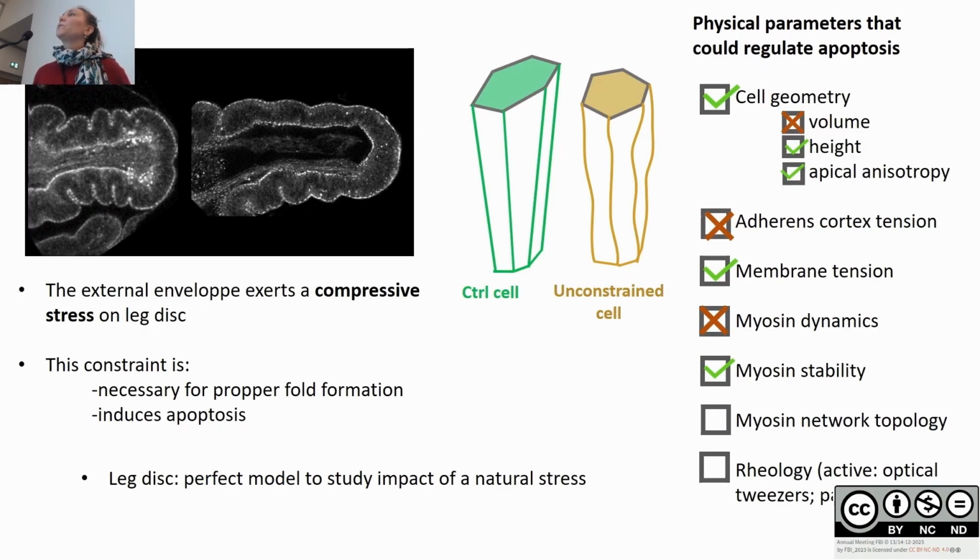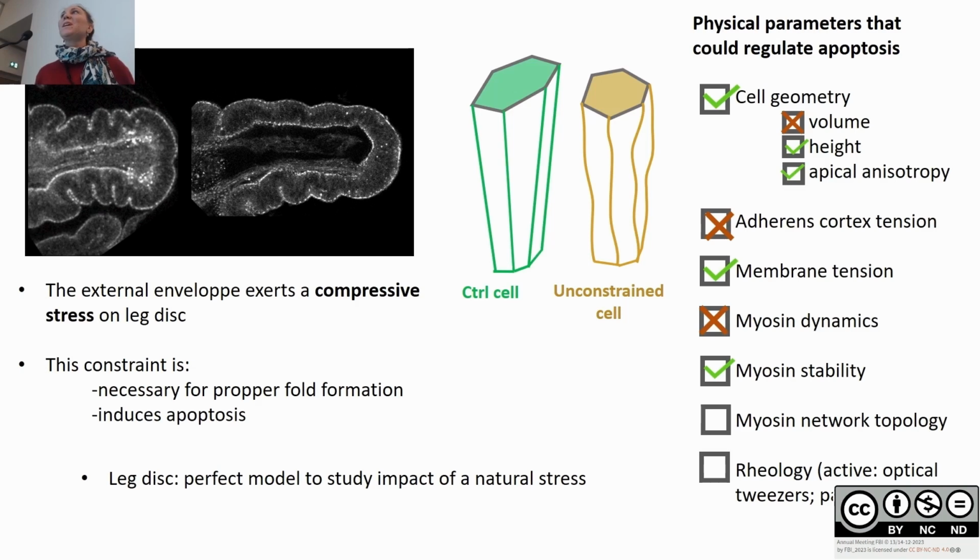So to conclude, we've seen that the external envelope exerts a compressive stress on the leg disc, that this constraint is necessary for a proper fold formation, and that it does induce apoptosis. Together we've been through some of the parameters that could be involved in this mechanosensitive pathway. There are still some parameters I want to check. This I will do with the Dissect software we've designed, and I also want to check the rheology of the cells, the cytoplasm.